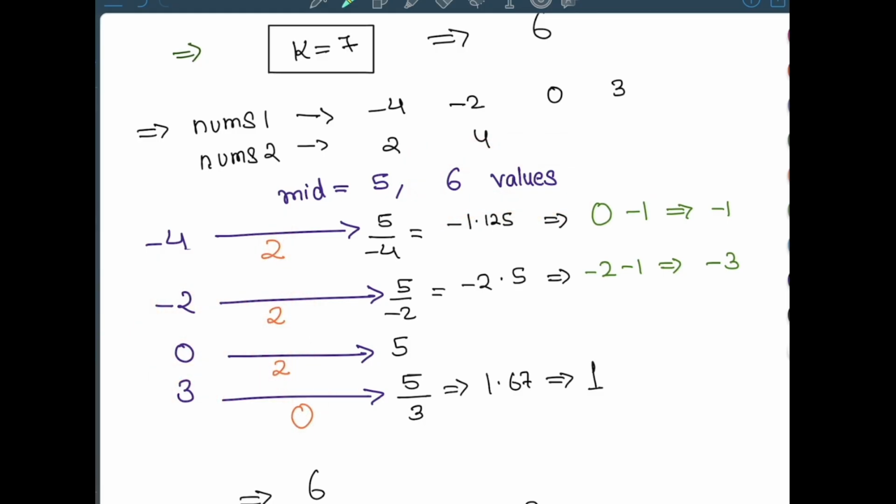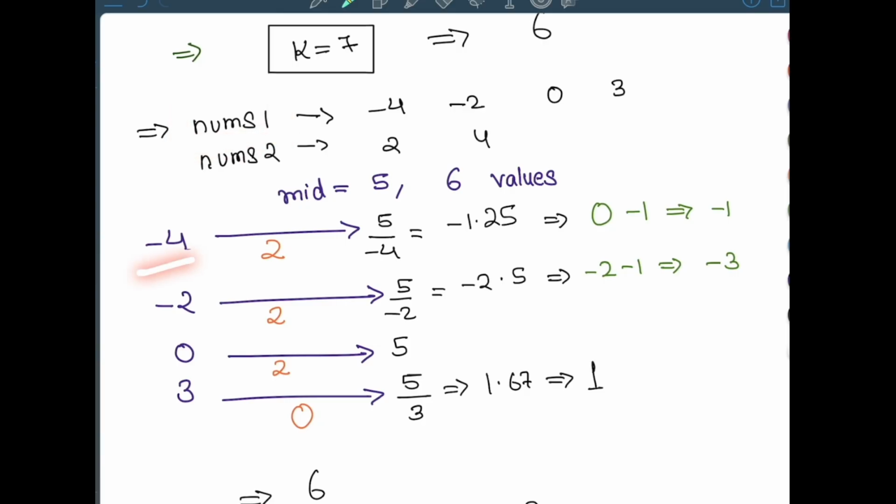But right now we are just trying to create all the products, right? We are not going to do it. We are going to use binary search a little bit smartly here. Now, if my nums1 array is -4, -2, 0 and 3, nums2 is 2 and 4, then one of the logic which we can think about is, instead of finding all the products, let's just run a simple loop in the nums1 array.